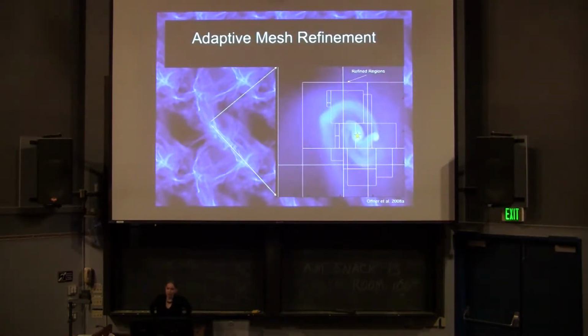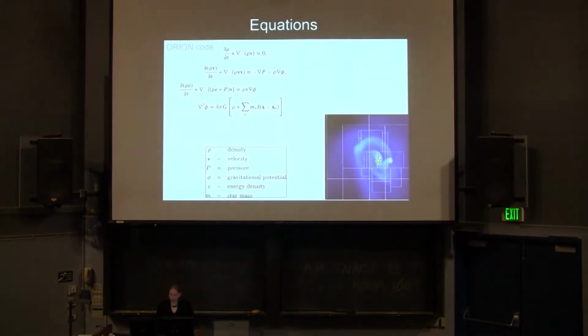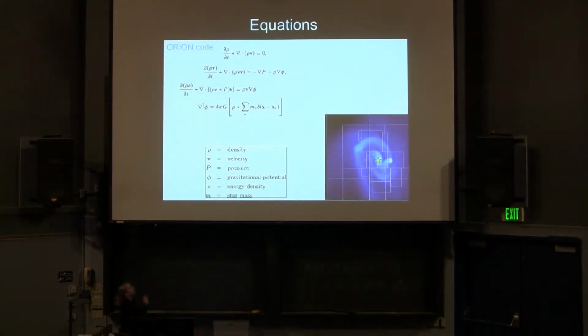So I used the Orion Adaptive Mesh Refinement code, which Chris actually talked about yesterday. And of course, we use this because we're interested in gravity, and AMR is very computationally efficient, allows us to zoom in on the regions of interest. These are the particular equations of hydrodynamics that Orion solves. You can see there's simply conservation of mass, momentum, and energy, and the Poisson equation for self-gravity.